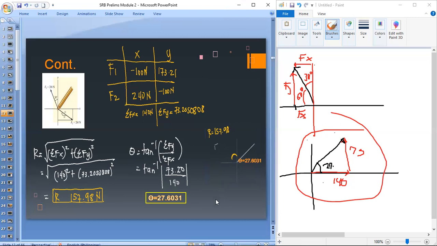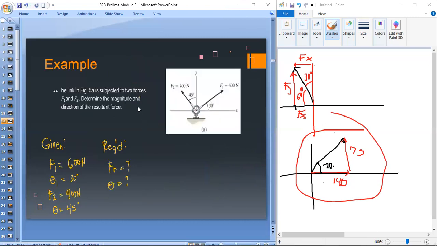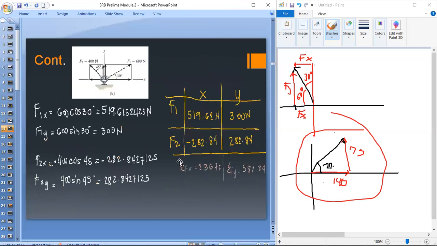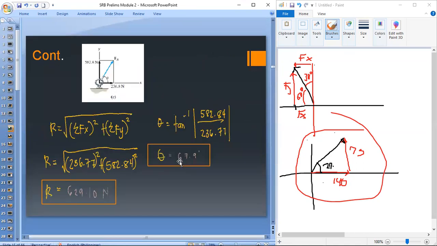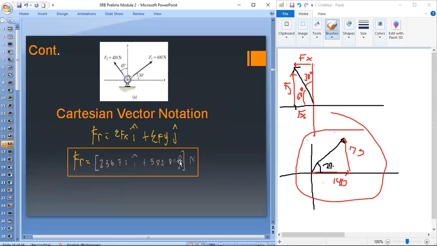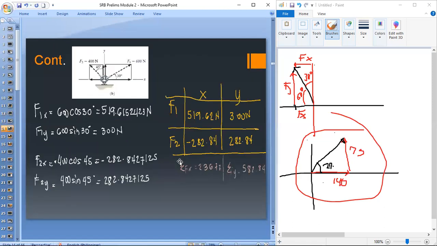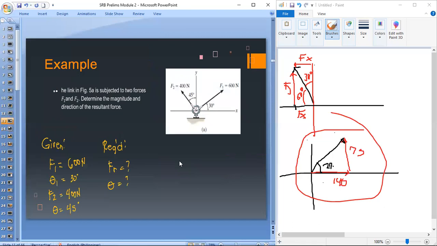Okay. So next is a link in this figure subjected to two forces. So F1 and F2, determine the magnitude and direction of the resultant force. So this is our example from last time. Do we still need to explain this? It's the same, we just use summation of forces but in Cartesian vector form, since we're practicing the Cartesian vector notation.